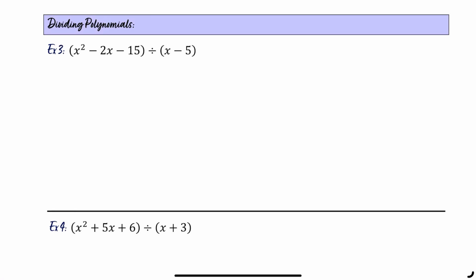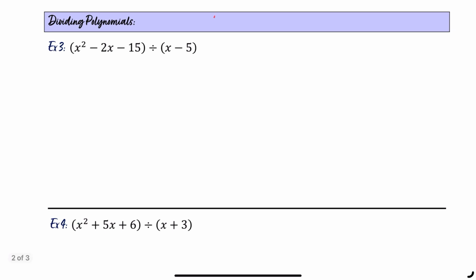To divide my polynomials, I'm going to use long division. With long division, I need to follow my rules of dividing by each place value, multiplication, subtraction, bring down, and start over that we practiced in class.